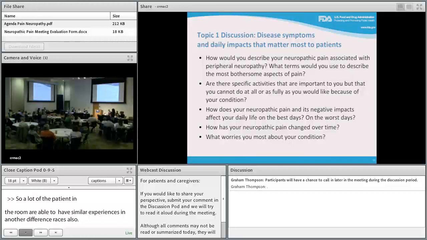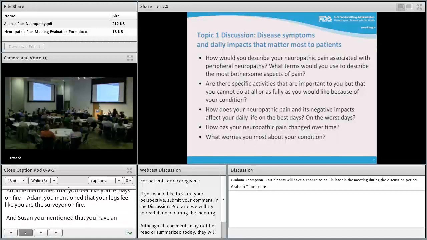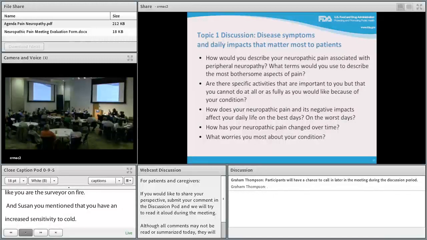Adam, you mentioned that you feel like your legs are on fire. Do others share something similar, that your legs are on fire? Okay. And then Susan, you mentioned that you have an increased sensitivity to cold. Others? Okay. Yep. David, you mentioned balance issues. Balance issues. Others? Absolutely. Okay.